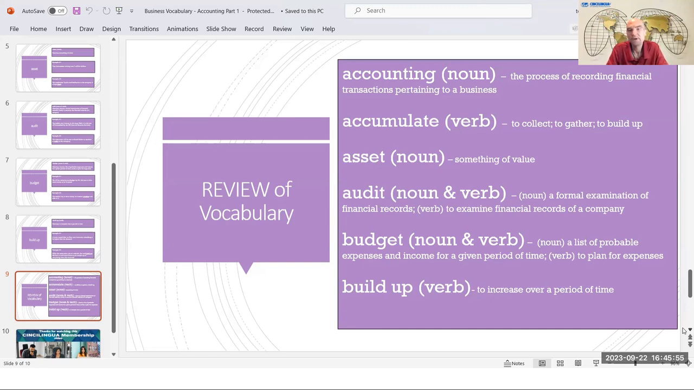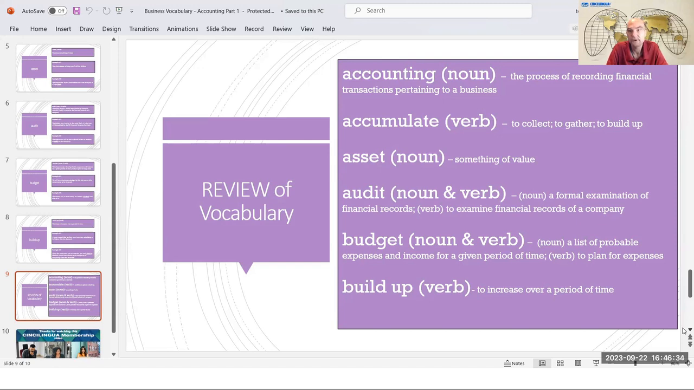Asset is something of value. An asset could be money, it could be stocks and bonds, it could be property, it could be an art collection, stamp collection. Anything that has value to it is considered an asset. It can also be a skill. If you have a personal skill that is necessary for a particular job, well, that is an asset that you have. It's something valuable.